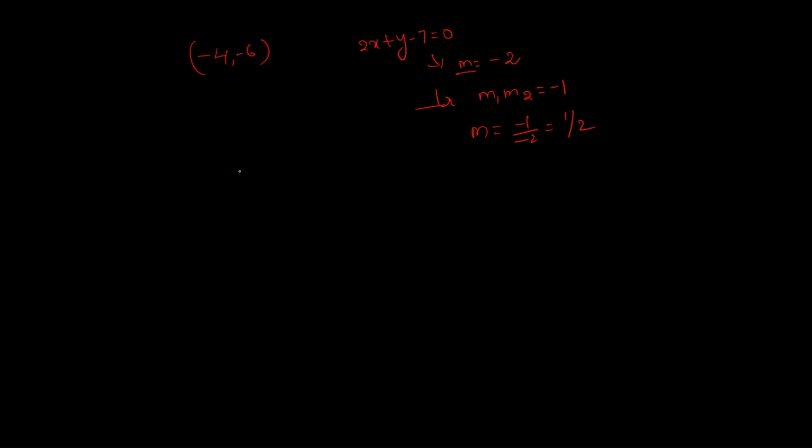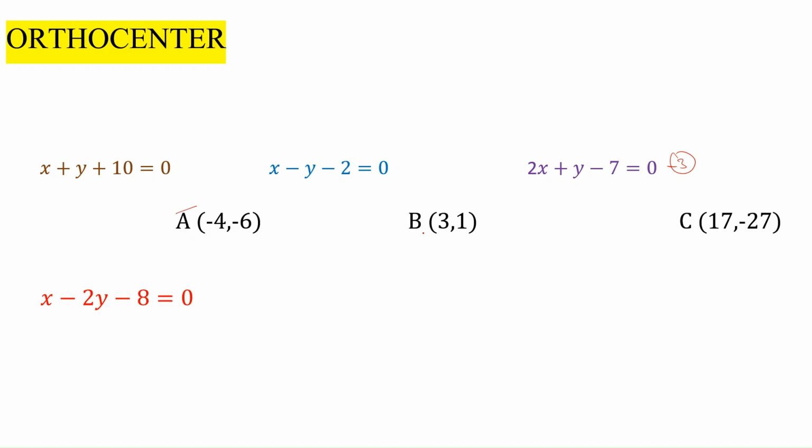Now we know the point and the slope. We can find the equation. For that we have to use y minus y1 is equal to m of x minus x1. Y minus, here y1 is minus 6. So y plus 6 is equal to 1 upon 2 times x minus x1, which will have minus of minus, so plus 4. Simplify this, 2y plus 12 is equal to x plus 4. Now x minus 2y minus 8 equal to 0 is the equation of one of the altitudes here. Now we'll use the B point, the B vertex, and the opposite side for this is the first side equation.